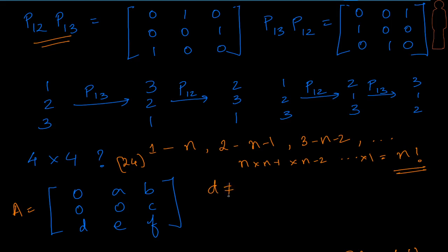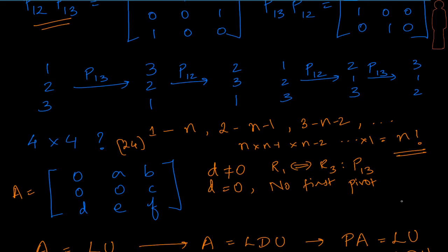If D is not equal to 0, then row 1 and row 3 we can swap, which means that we can use a permute matrix P13. But if D happens to be 0, what does that mean? There is no first pivot, and since the number of pivots is not equal to 3, we are not going to get a unique solution. Okay, now let's go for the next criteria. Let's assume that D is not equal to 0 and we swap this.